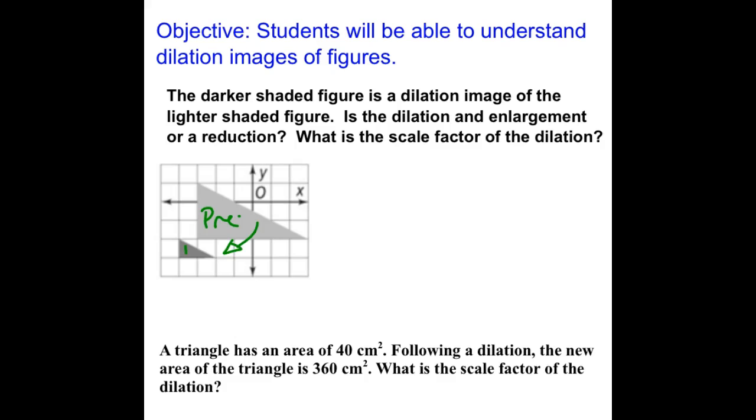Is the dilation an enlargement or a reduction? What is the scale factor? So if I'm going from the lighter to the darker, you can see it's going from bigger to smaller. That's not an enlargement then, so that's what we call a reduction. It's not getting any larger, it's getting smaller.